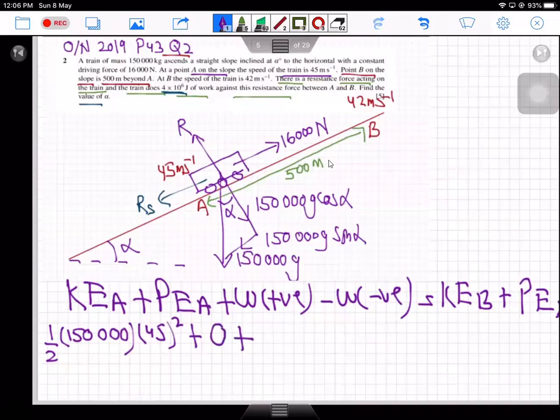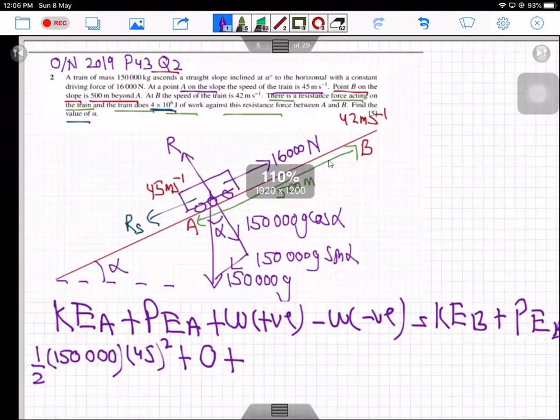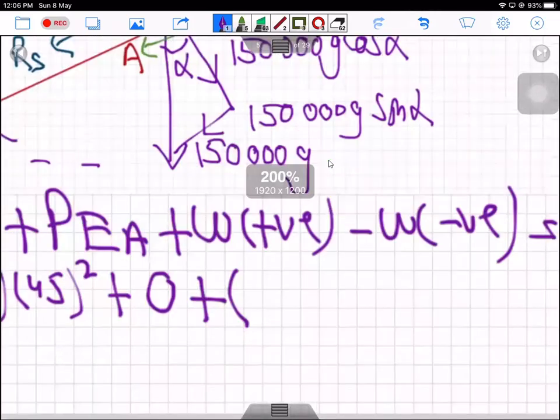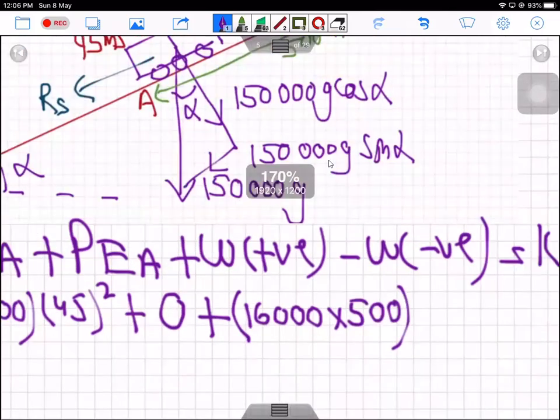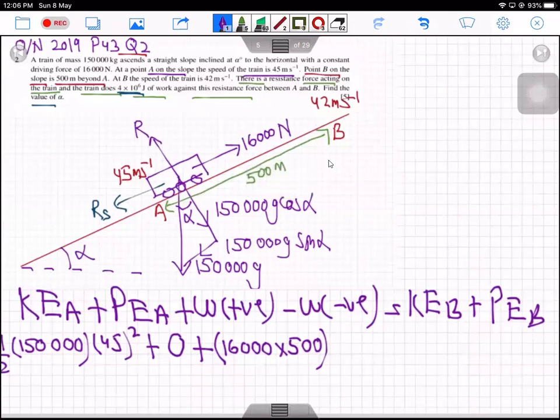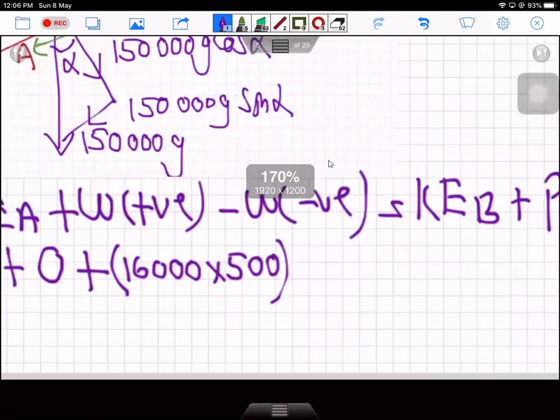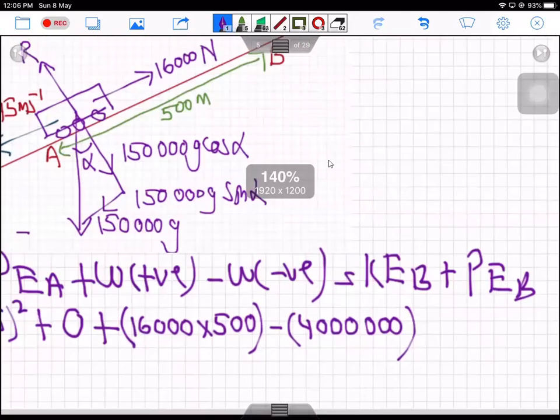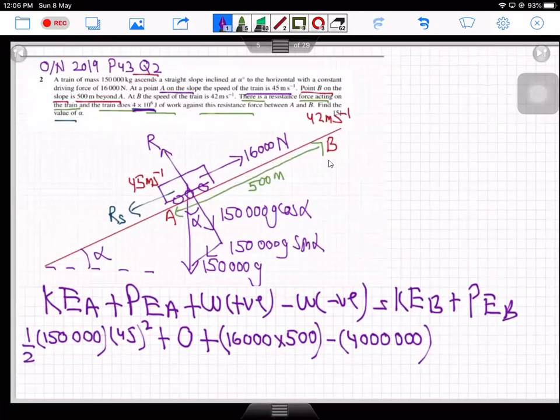Then we have work done positively, which will be 16,000 Newton multiplied by the distance between A and B. So 16,000 multiplied by 500. Then we have work done negatively, which is 4 multiplied by 10 raised to the power 6 joules. So 4 million joules, minus 4 million joules. And this whole thing will be equal to kinetic energy at B plus the potential energy at B.